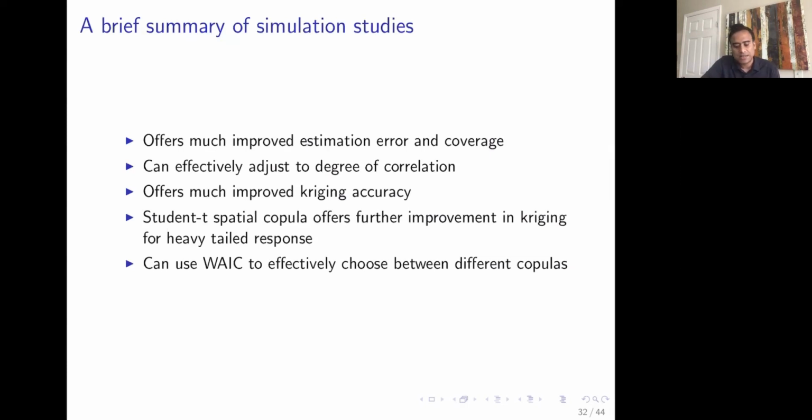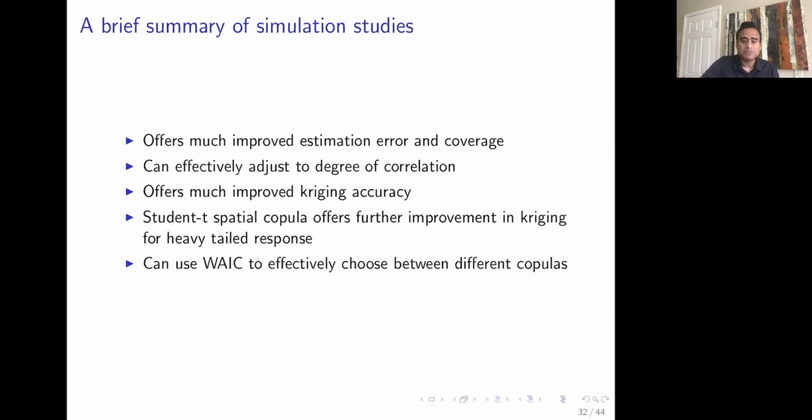And we have seen that if the degree of correlation changes in a simulation study, our model estimates also adapt to that change. It can capture that change and indicate whether it's nearly independent versus very highly correlated across space.